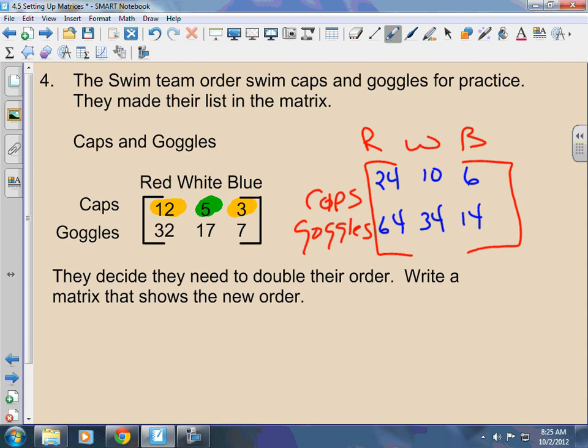Yes, Francisco. If you're doubling something, you can either times it by 2, or you can add the same number to itself. 12 plus 12, 5 plus 5, 3 plus 3.